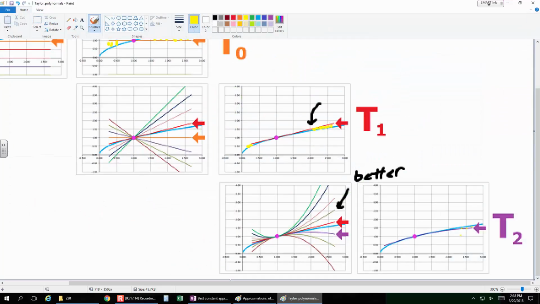As you can see, it might be a bit hard to see, but the blue graph is the original square root of x graph of the function. Okay, the purple one, you can almost see it. Let me try this. Well, it's a little bit harsh.